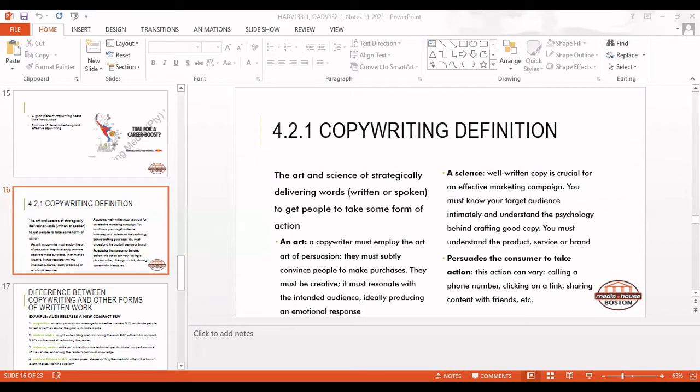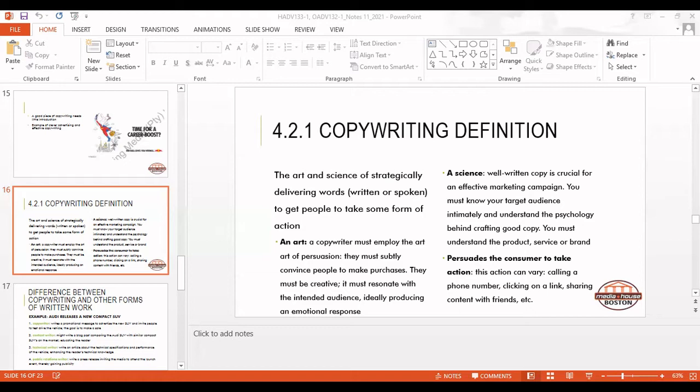Skilled researcher and interviewer, you need to research, you need to understand what's going on. Without research, you won't be able to tell what's going on in the world, even within the field that you're writing your copy. Should be knowledgeable about the target audience.